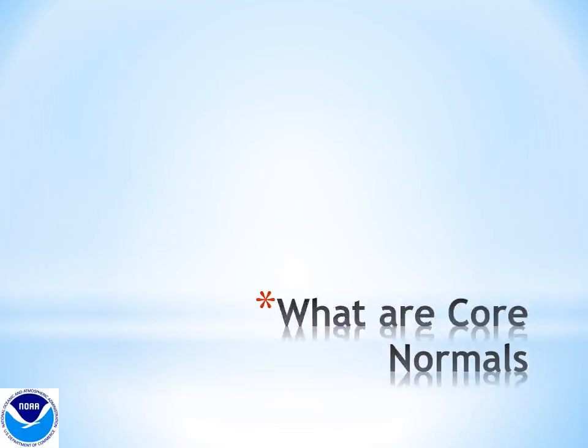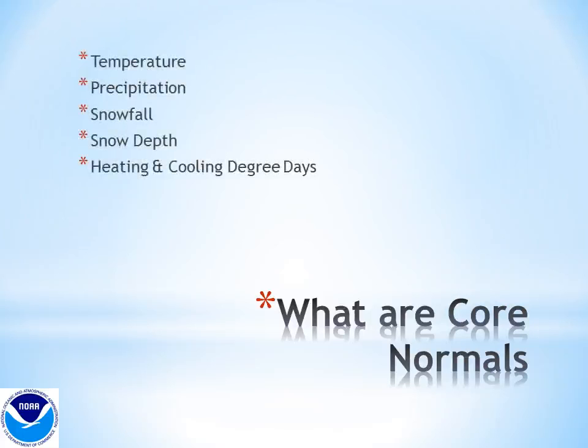There are two different types of normals produced by NCDC. The core normals are the most widely used normals as identified by NCDC and other climate partners, such as the National Weather Service. These core normals include monthly station-based normals of temperature, precipitation, snowfall, snow depth, and heating and cooling degree days. This information is now available on the National Weather Service website. It is located under the Climate tab and is called Now Data. Each Weather Service office will have normals for most of their cooperative observing stations.